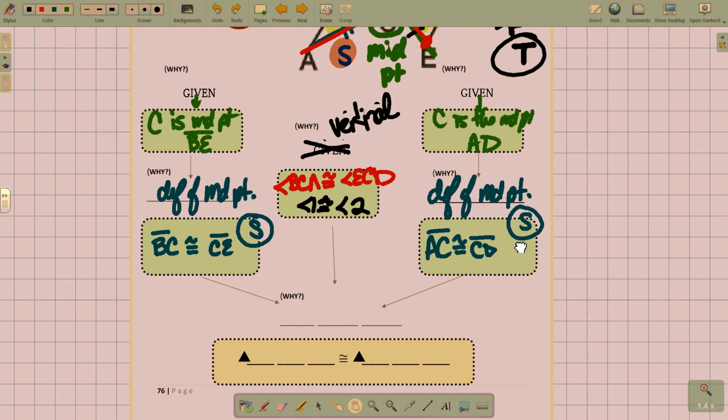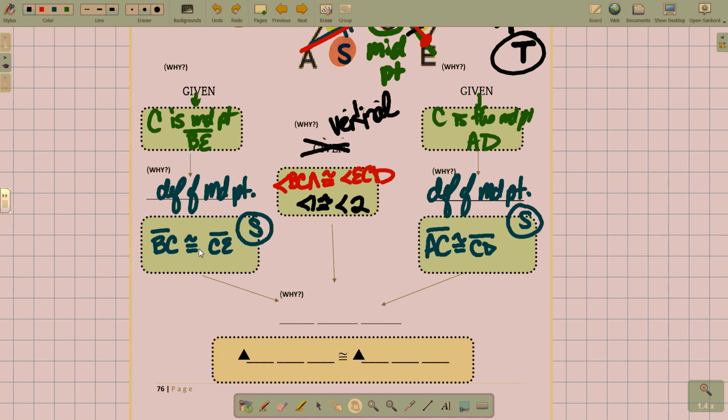Now you have these 3 pieces of information, and it spells angle, side, angle, side. I'd like you to fill in these 2 blanks on your own. What is the logical conclusion of all these pieces fitting together? You fill in those blanks completely by yourself. Pause the video and fill in the blanks.